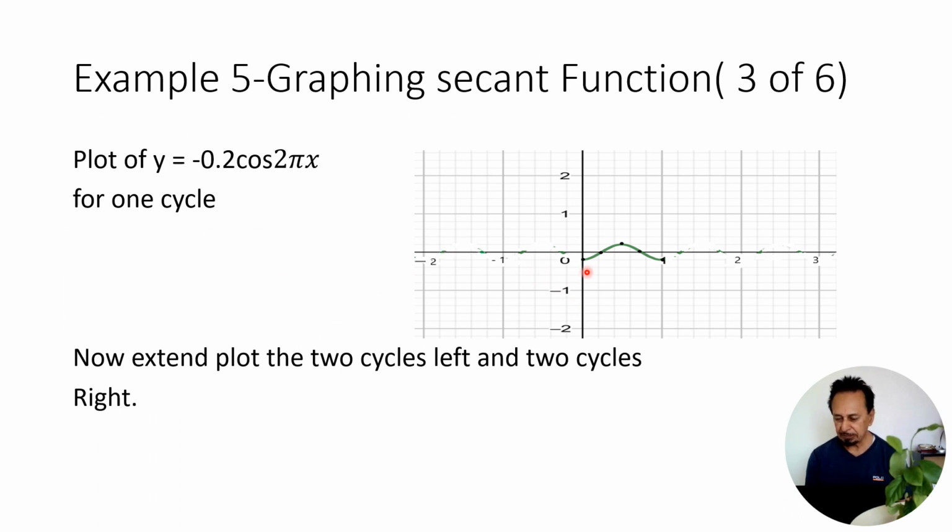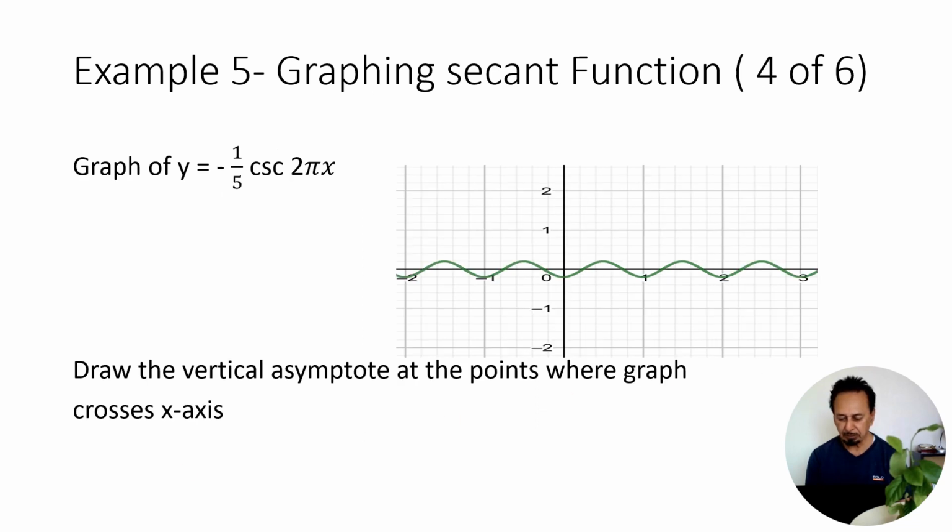And we get this graph. This point is when x is 0 and y is negative 0.2. So we get this graph. This plot is for one cycle. Now we extend this plot 2 cycles to the left and 2 cycles to the right, and then we get this new graph.